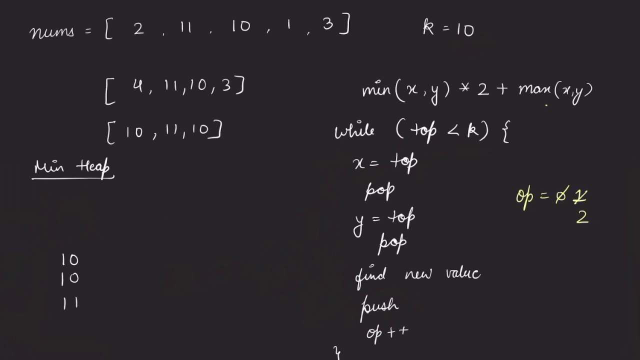Now we will take what is the top element, that is 10. 10 is less than 10? No. So we will come out of the loop, and at the end we can just return this 2 as our answer. So see how much we have optimized our time complexity.